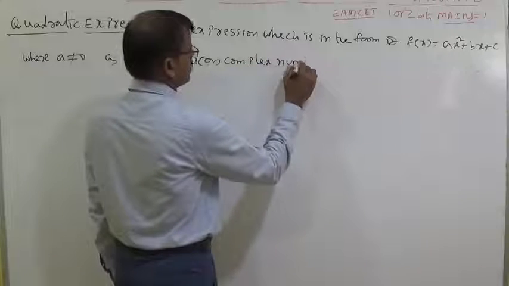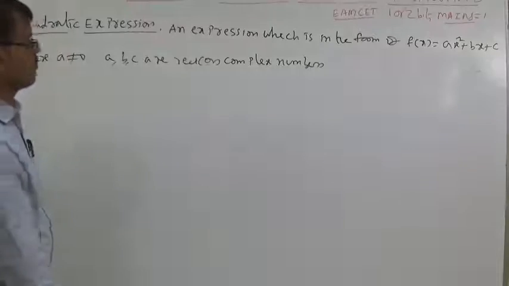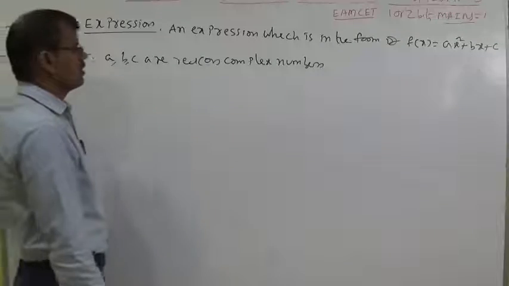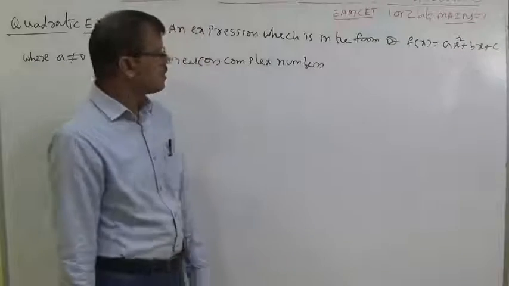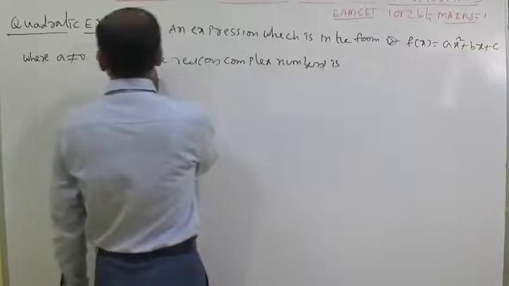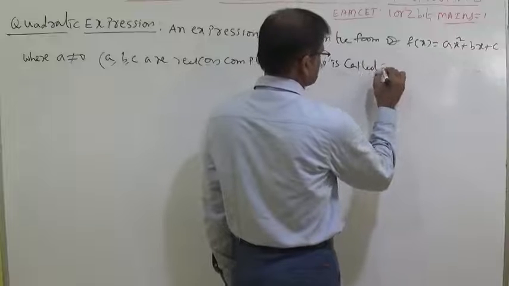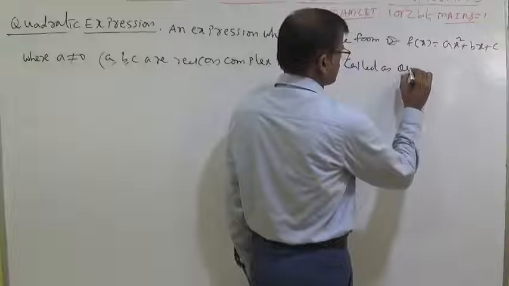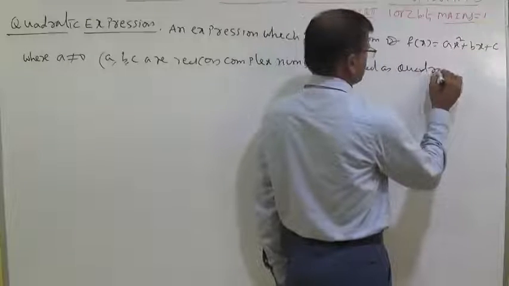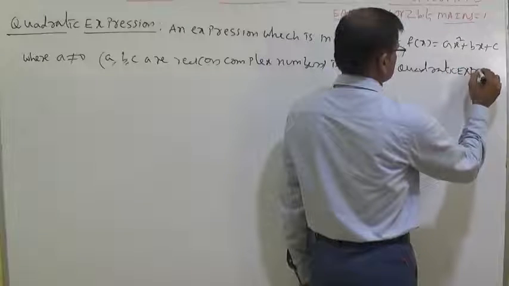An expression which is of the form f of x equals ax square plus bx plus c, where a not equal to 0 and a, b, c are real or complex numbers. This is the condition. It is called a quadratic expression.